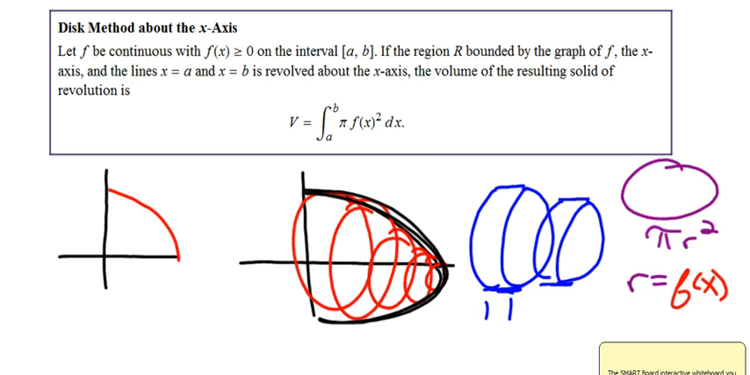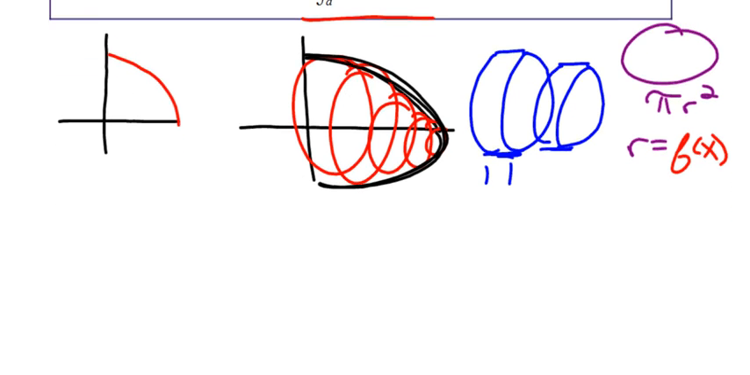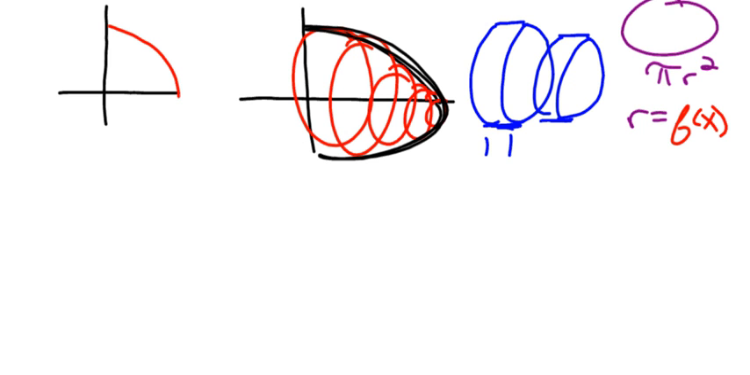So that's why you see the volume here is always going to be, using the disk method when we start rotating, pi, the function squared, dx. Remember, dx is the width of our slices. So knowing this, we want to try some examples. Let's do number 19.